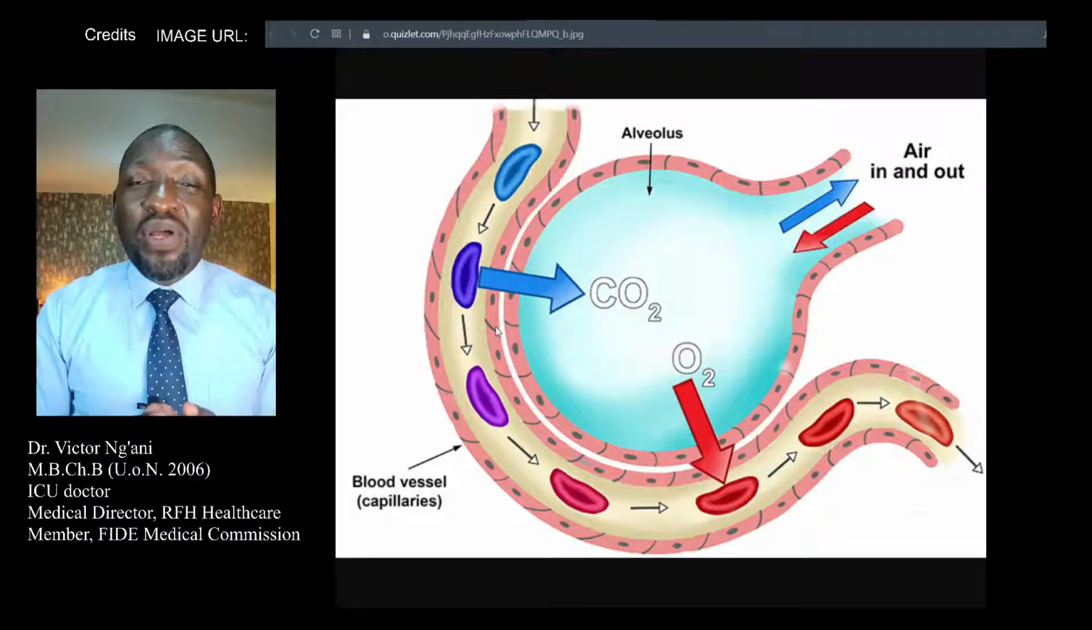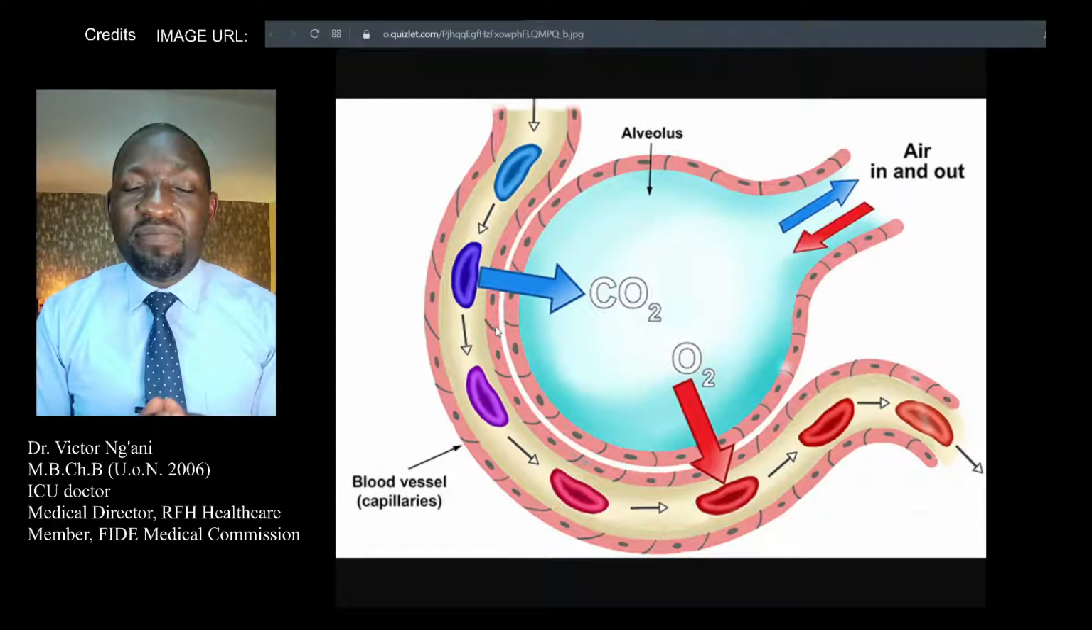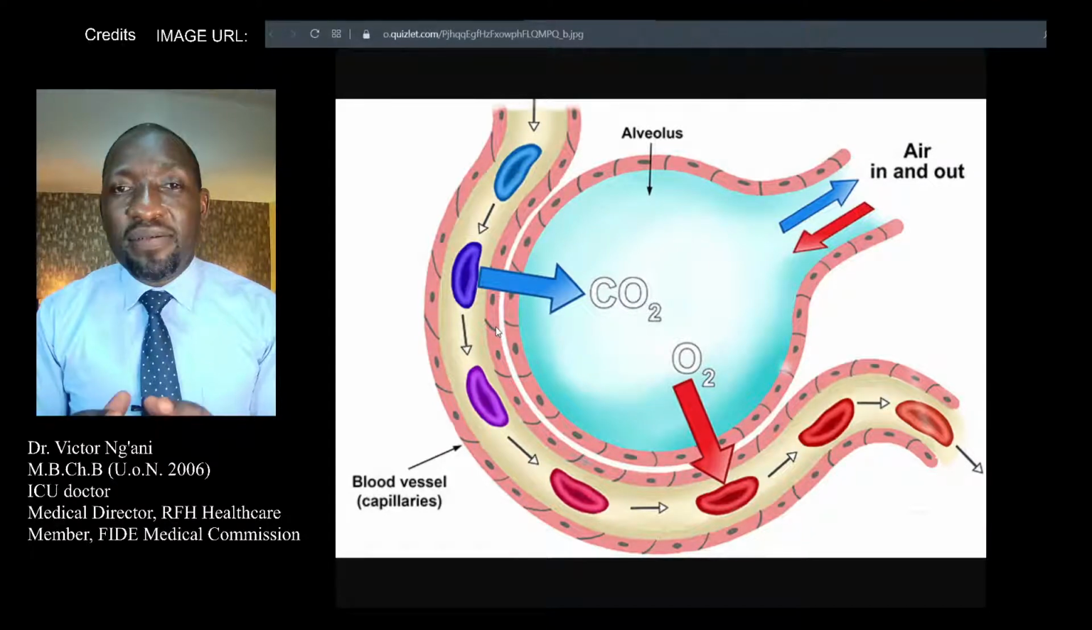Now, when your lungs are diseased, and in particular in COVID-19 when it's very severe, and COVID has multiple levels. The first level is asymptomatic or pre-symptomatic. Then there's mild, then there's moderate, and then there's severe, and then there's critical. I'll explain all of those.